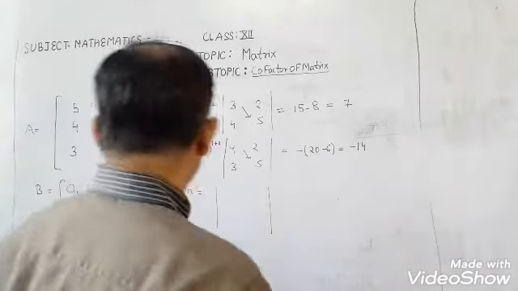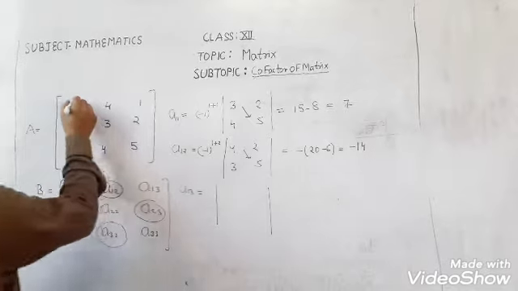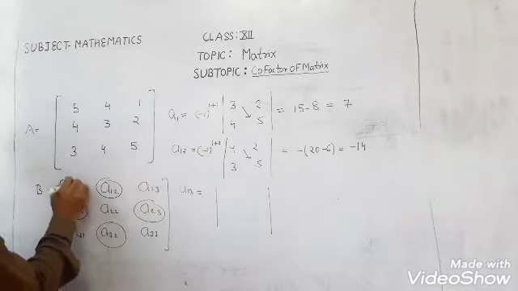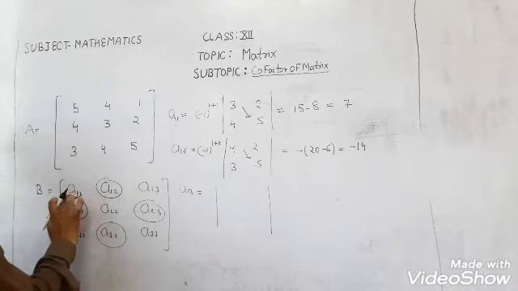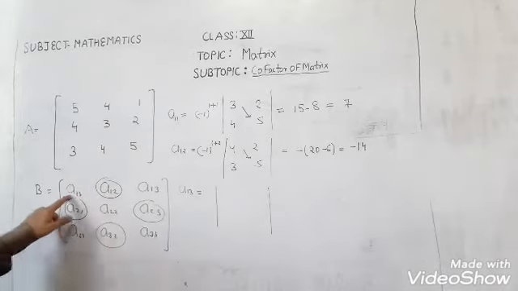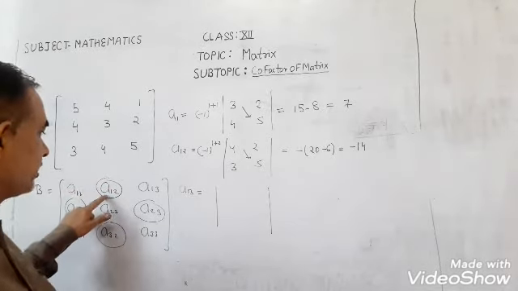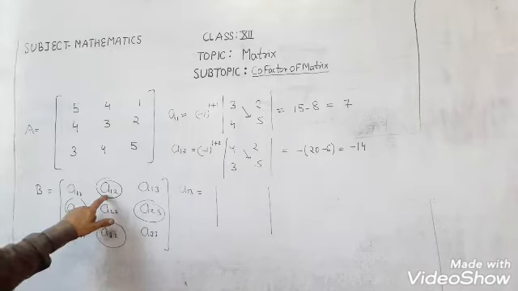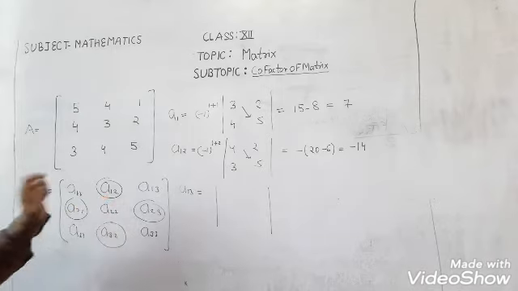We can say it is an address name because this element lies in the first row and the first column, so we write it in this manner, A11. Similarly, this element is in the first row and the second column, so we write the address name as A12.